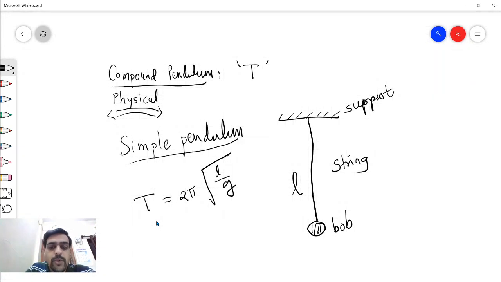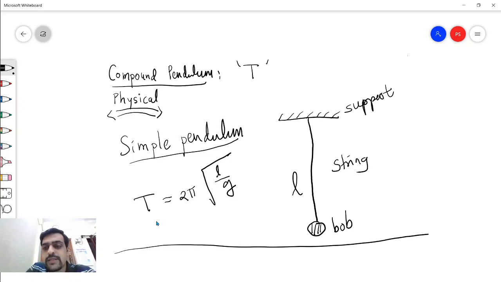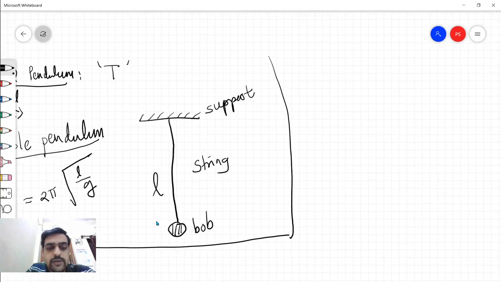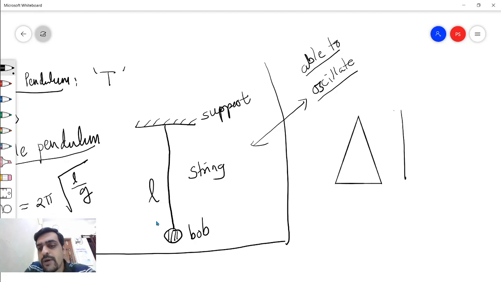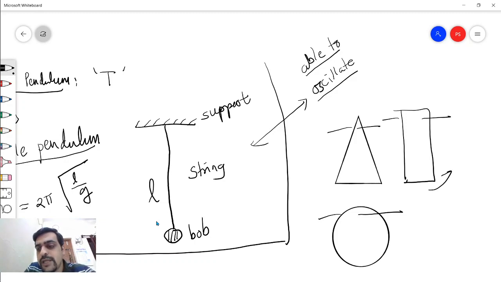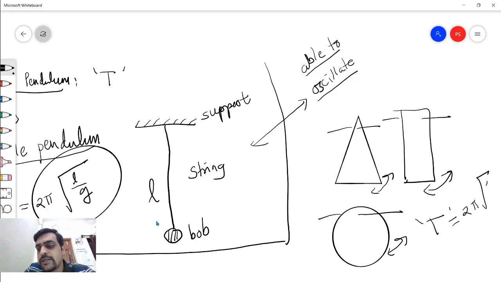Now the problem with this system or this formula is that this type of system is not the only case which is able to oscillate. There are other structures, like a triangular shaped body, a rectangular shaped body, or a circular disc, and all these can be made to oscillate about an axis passing through them. So all these bodies are capable of oscillating. If we try to measure the time period T of such bodies, we cannot apply the previous formula which was derived for the case of a simple pendulum.